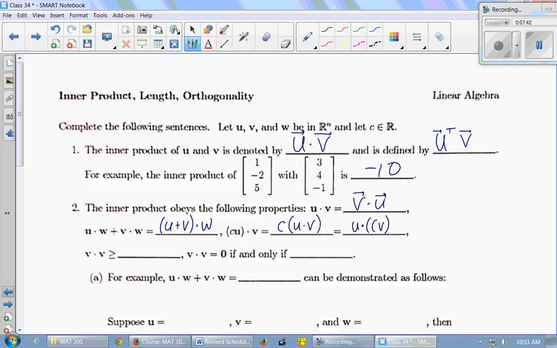V dotted with V, any vector dotted with itself will always be greater than or equal to 0, because you're going to be squaring all of its entries. So if an entry is negative, you do it times itself and you get a positive. And V dot V can only be 0 if V equals 0, if V is the 0 vector.